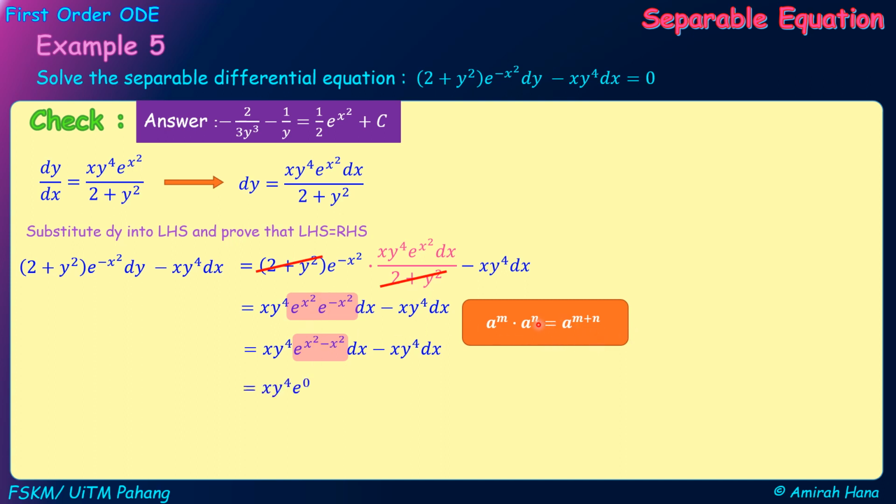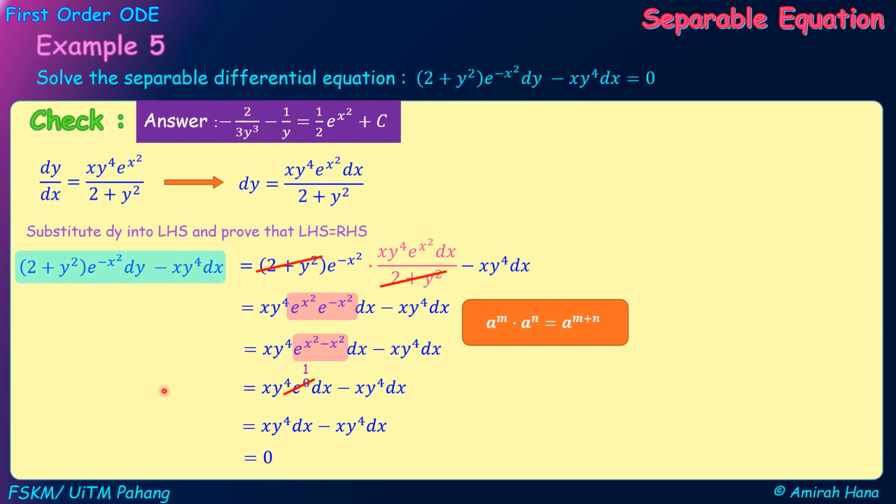After that we have x y to the power of 4, and then e to the power of x squared minus x squared equals 0, and then dx minus x y to the power of 4 dx. e to the power of 0 equals 1, because from the properties of indices, any value to the power of 0 equals 1. So we get x y to the power of 4 dx minus x y to the power of 4 dx. Now we have the same term, and in between is subtraction, so we get 0.